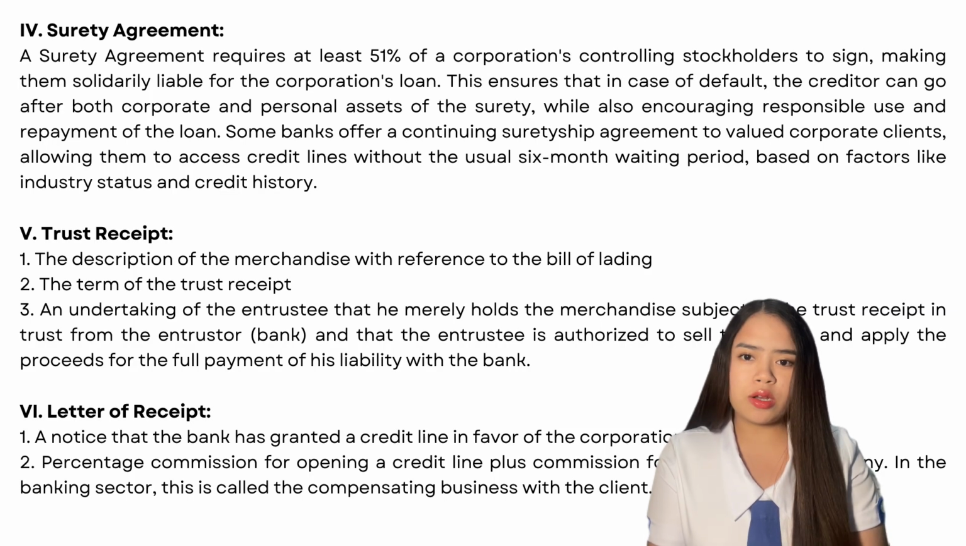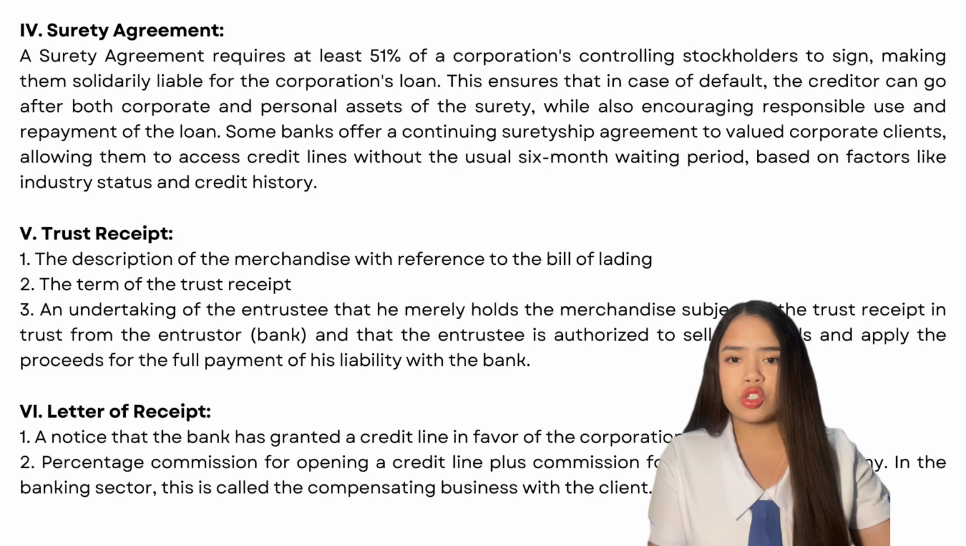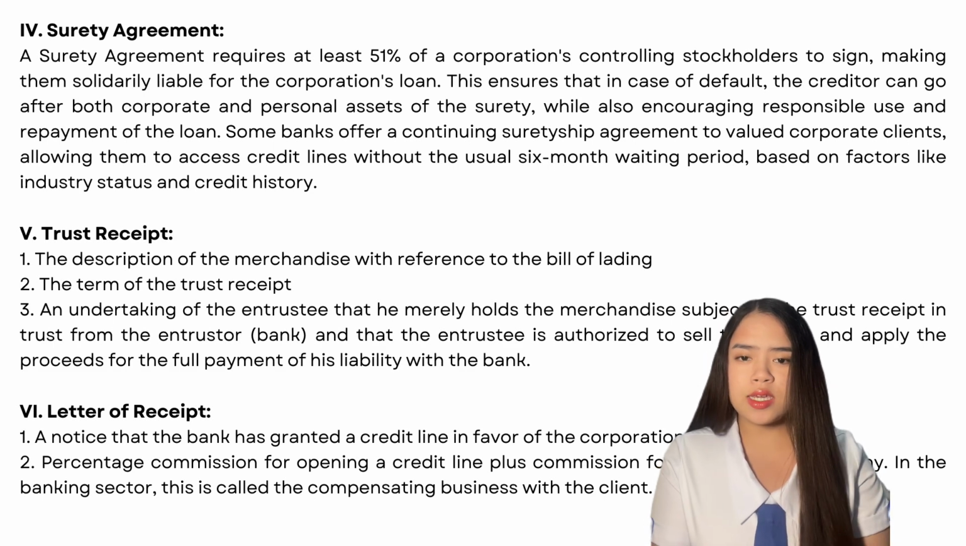For the trust receipt, the description of the merchandise with reference to the bill of lading, so the term of the trust receipt, and undertaking of the entrustee that he merely holds the merchandise subject of the trust receipt in trust from the entrustor bank, and that the entrustee is authorized to sell the goods and apply the proceeds for the full payment of his liability with the bank.